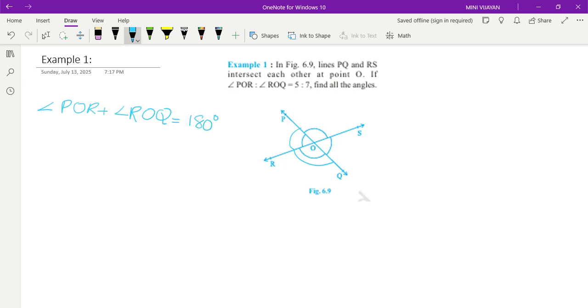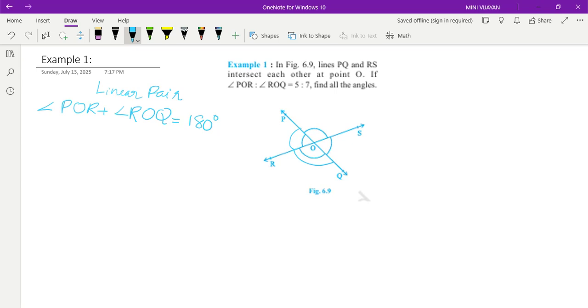And the ratio of the angles is given as 5:7. So this one we get as the first equation. We use the property of linear pair. These two angles are a linear pair, which form the straight line PQ. So we can write angle POR plus angle ROQ equals 180. This is the first property we can write from the figure.